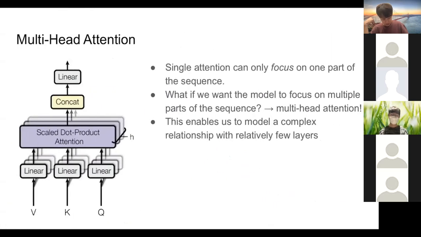Okay, so that's it. And then there's one more important thing to talk about, what's different about the transformer. It's not that you have only one attention head or one step of attention. Because single attention can only focus on one part of the sequence, right? So if you just perform one attention per layer, then for every attention, you're only focusing on one part of a sequence. What if you want the model to focus on multiple parts of the sequence? In that case, we just do multi-head attention.